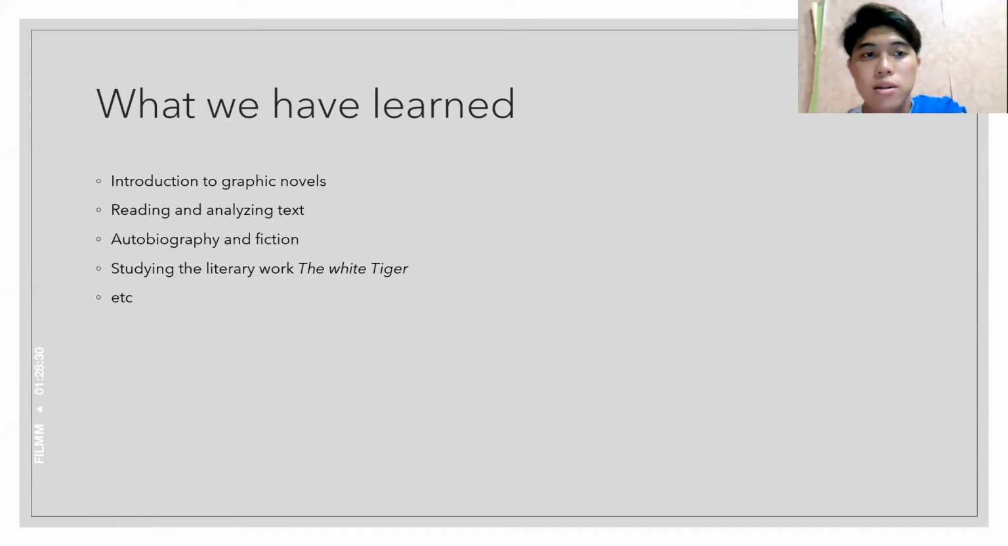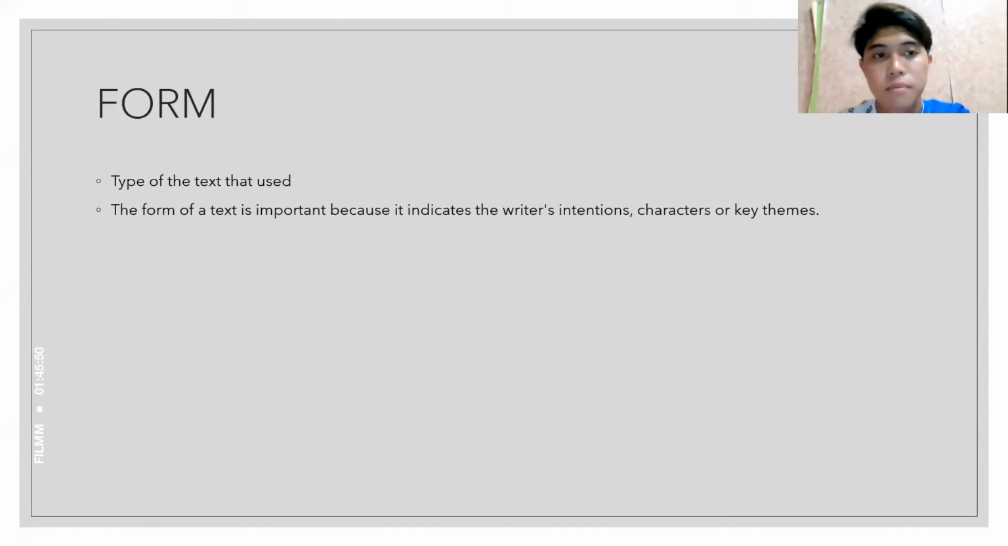What we have to learn: the first is introduction to graphic novel, second is reading and analyzing text, the third is biography and fiction, and the fourth is studying the literary work The White Tiger and something else. The first thing I must explain is form.